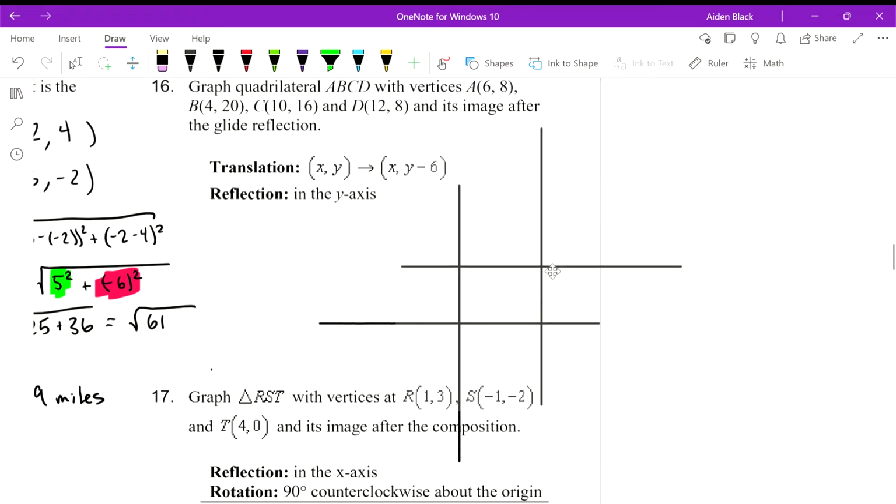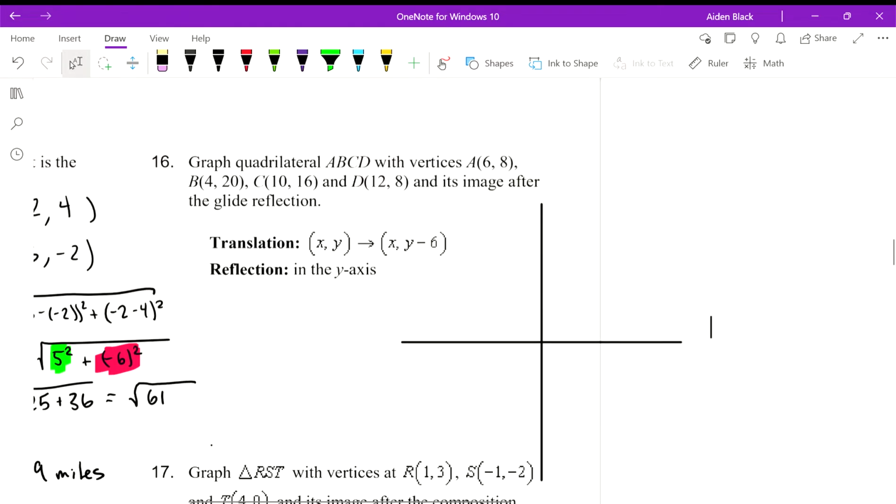I'll just use this little function I have with 6, 8, 4, 20. It's way up here. 10, 16. And 12, 8. So it looks something like this.